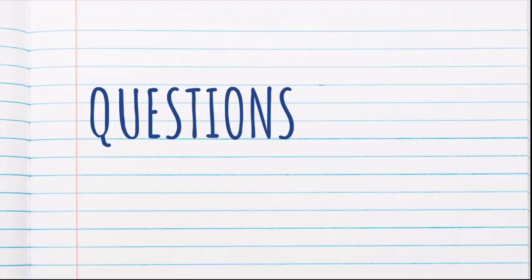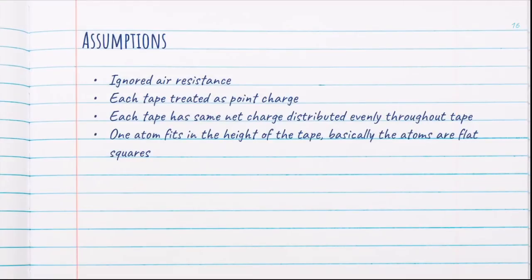Now on to the questions. The assumptions made are ignoring air resistance, treating each tape as a point charge with the same net charge distributed evenly throughout in the center, and you had to assume that one atom fit in the height of each tape, so basically that the atoms are flat in order to calculate the amount per the whole tape.